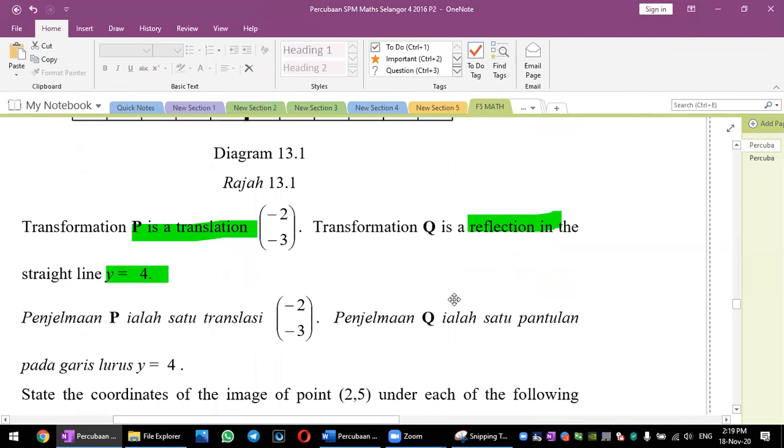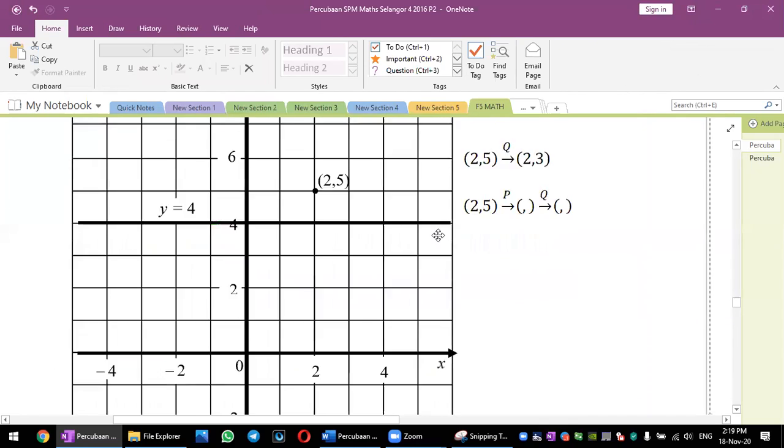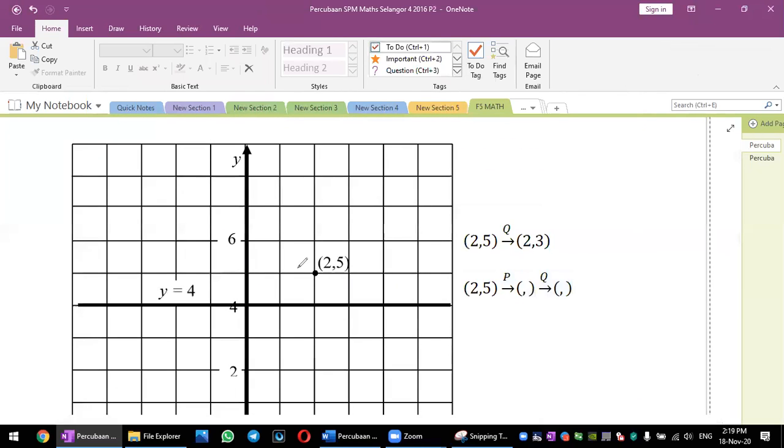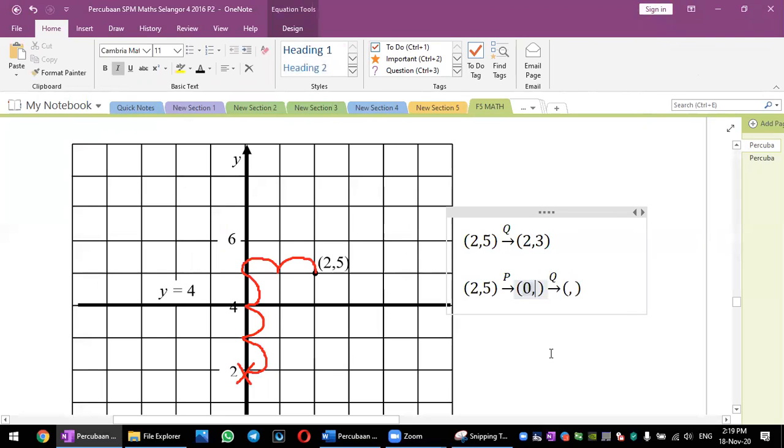So P is what? P is translation. 2 steps to the left, 3 steps down. So 1, 2, 1, 2, 3. So the answer is (0, 2). So for P, the answer is (0, 2).